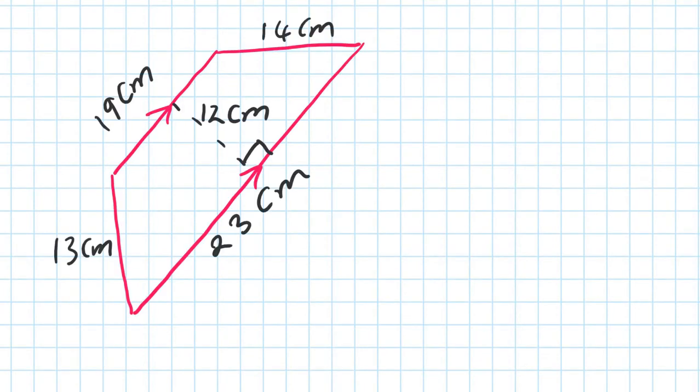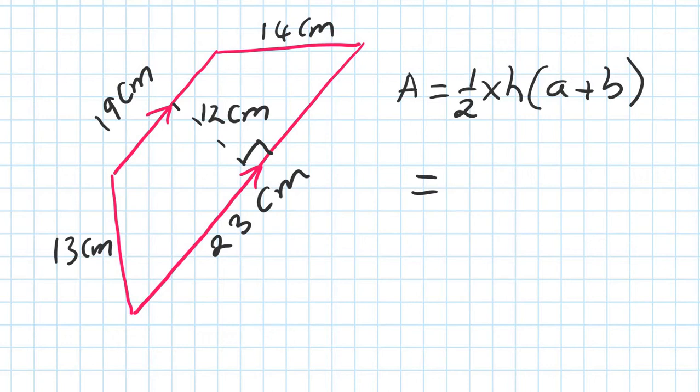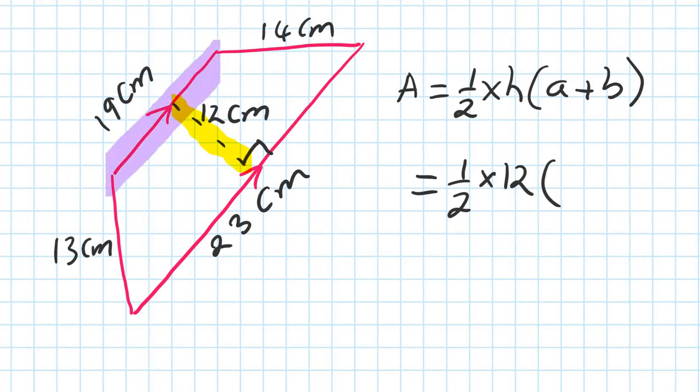Now to find the area of this, we just apply the same rule because it's a trapezium. So area is a half of H, and then A plus B. Now you can see there's a lot of numbers here, but remember some of the numbers are unnecessary, a distractor if you like. All I need to know is the perpendicular height. See, this is the perpendicular height. So the perpendicular height is 12. So it's a half times 12, open bracket, and add A and B. Remember, it doesn't matter which one is A or B. The most important thing is the height.